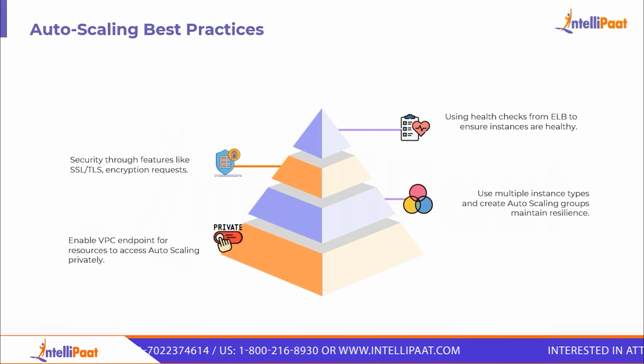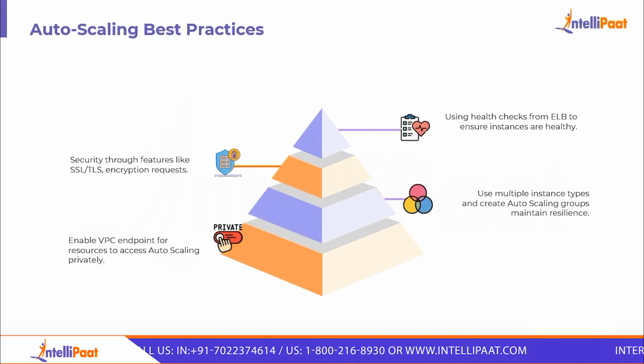Going ahead and talking about the best practices. Firstly, security is paramount. Ensuring that your autoscaling setup includes features like SSL, TLS, or encrypted data transmission is crucial. We must protect data in transit just as rigorously as data at rest. Next, integrating VPC endpoints for private connectivity is a smart move. This enables your resources to access autoscaling services privately without using the public internet, enhancing security and reducing exposure.